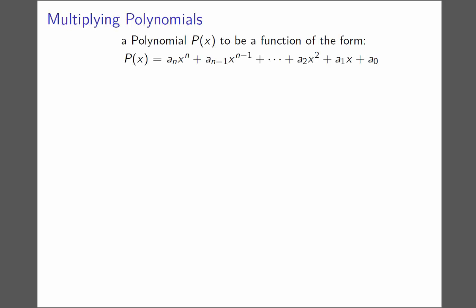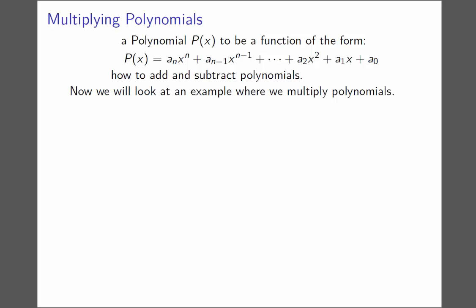We defined a polynomial p of x to be a function that was a whole bunch of powers of x added together. And we saw how to add and subtract polynomials, and now we will look at an example where we multiply polynomials. But first, let's remind ourselves of the distributive property that says c times (a plus b), where we add first and then multiply, is the same as c times a plus c times b.